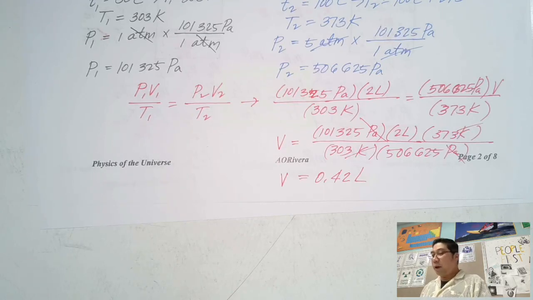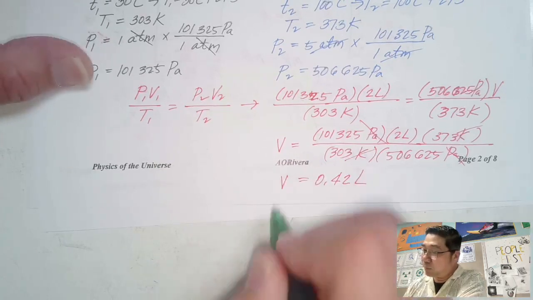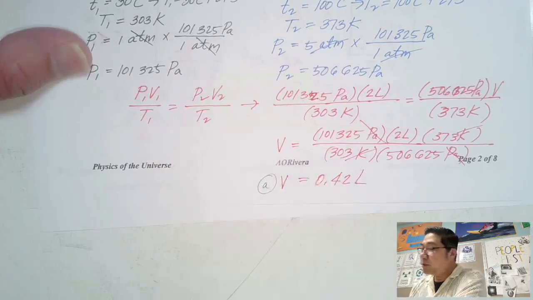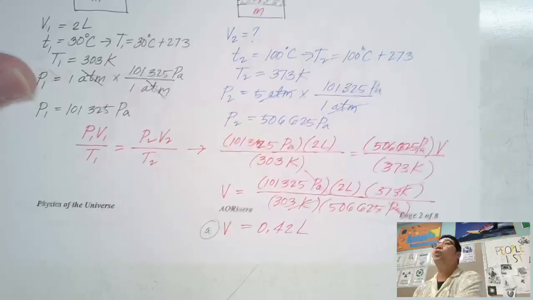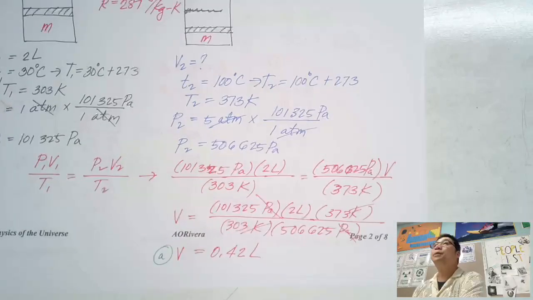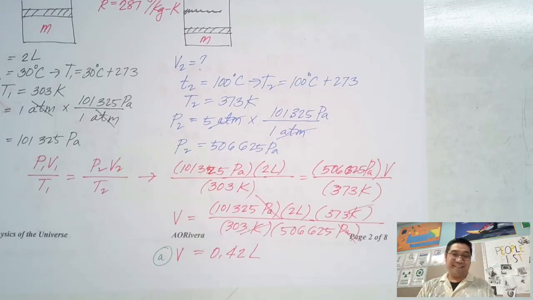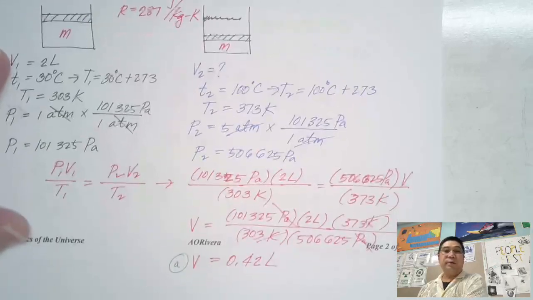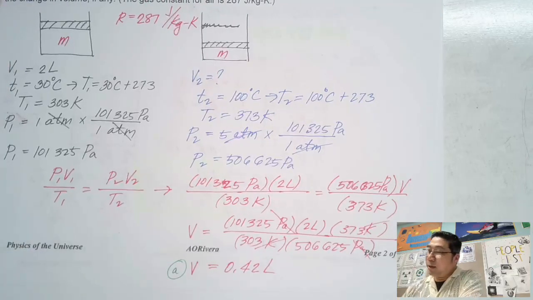Now, question is, how do you solve for letter M? It's your mass. How do you solve for mass? That was letter A. For letter B, can you still see it? Can you see it, guys? Alright, can you see the answer? Alright, so let's solve for letter B. How do you solve for M?